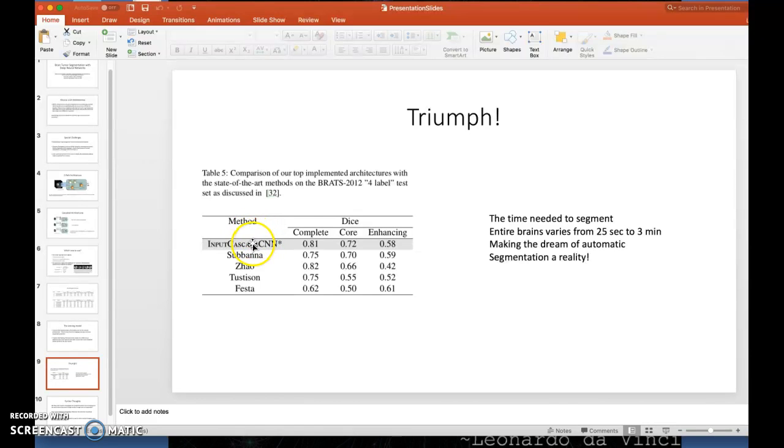And here we can see how the state-of-the-art model scored compared to whatever other things it was competing against in a competition. And the most time that it needed, as long as you provide state-of-the-art GPUs, seems to be about 3 minutes, which is more than okay for an automatic segmentation task.